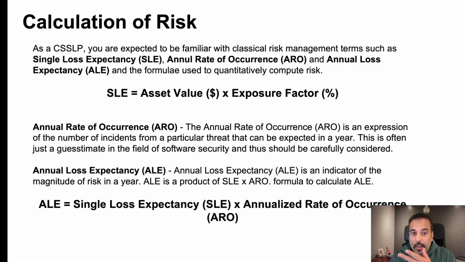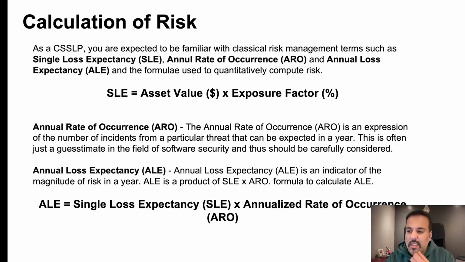I remember both times when I did my CSSLP, as I mentioned before, I passed the exam the second time, there were 3 to 4 questions based on those two formulas, single loss expectancy and annual loss expectancy. It is a very important concept to calculate those things. It's pretty easy. Single loss expectancy is the asset value, whatever the value of your asset, multiplied by the exposure factor. And then annual rate of occurrence is an expression of the number of incidents from a particular threat that can be expected in a year.